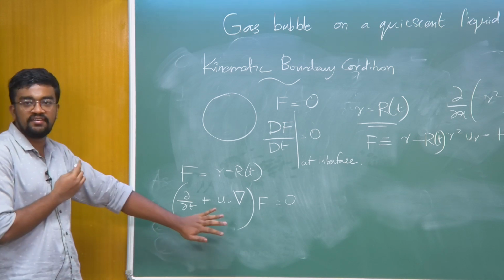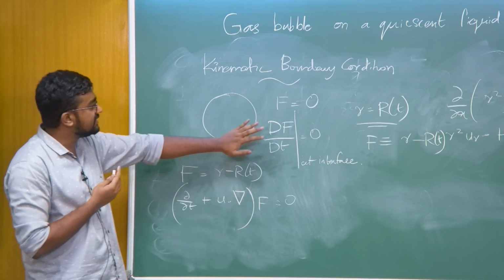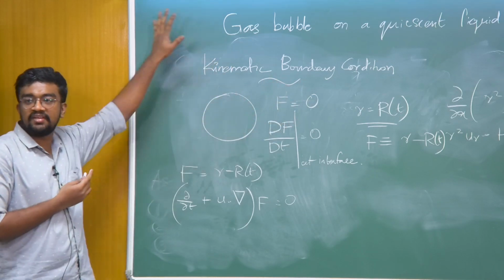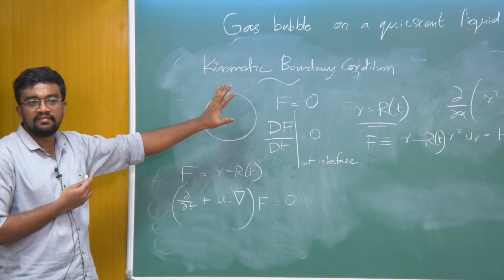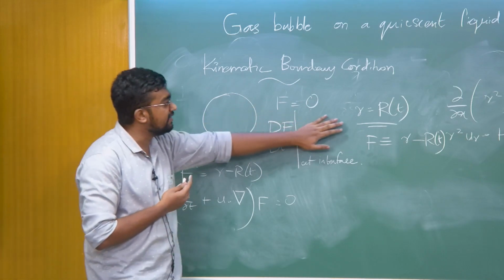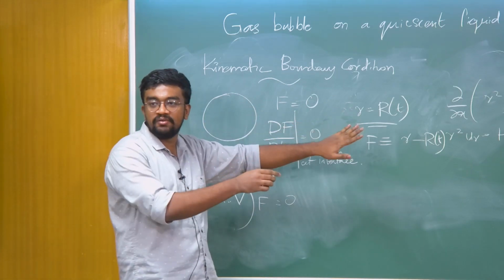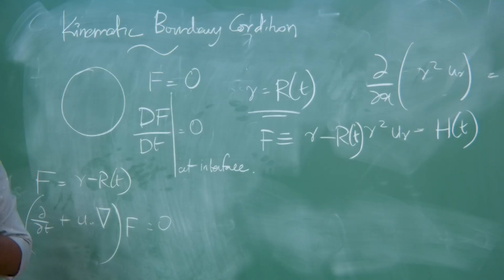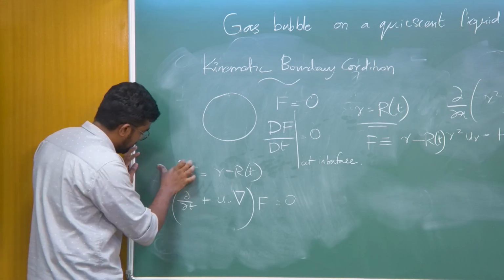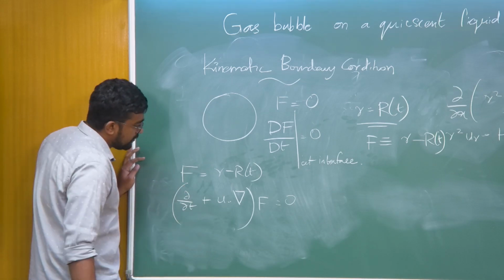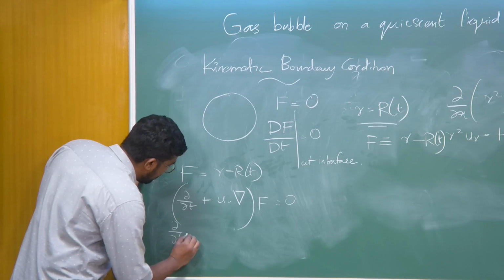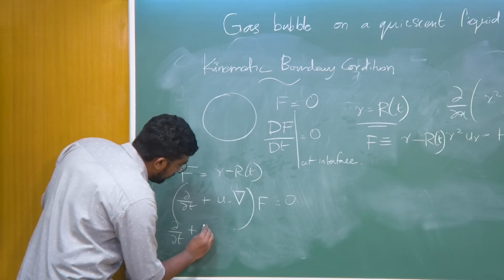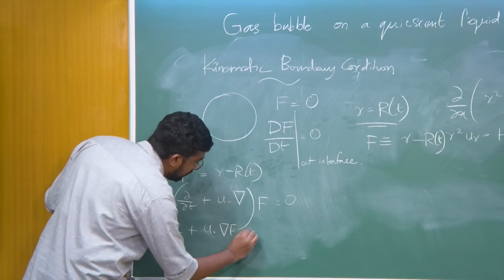Is it clear so far? Capital F is the equation of the interface. It is a mathematical jargon, as in how is the interface defined. So, here the interface is given as radius equal to capital R of t, where capital R of t is changing with respect to time. So, this material derivative we need to find. We have dou by dou t plus u dot del F equal to 0.